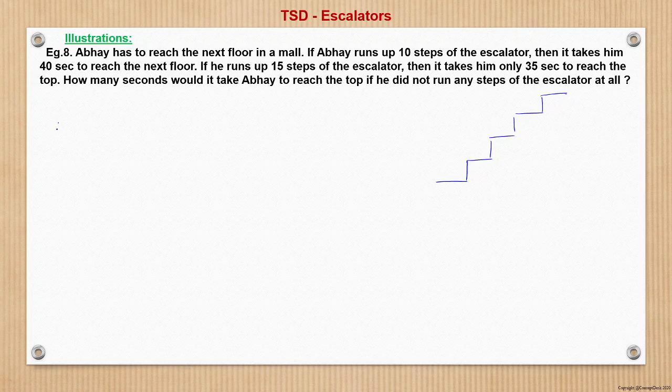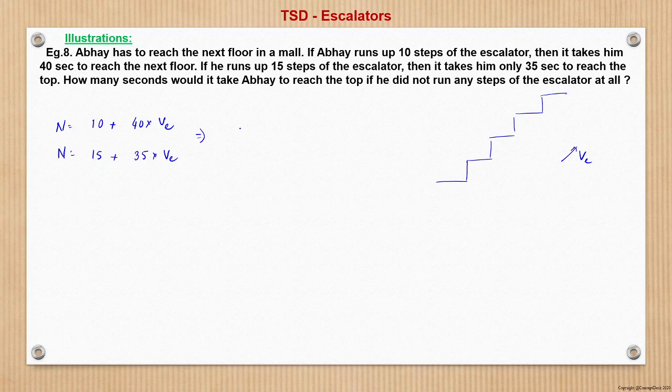The total number of steps, the total distance, remains constant. Of this total distance, in the first case, Abhay has run 10. So the remaining will be covered by what? In the same time, that is 40 seconds, the escalator would also be moving at a speed of VE. And in the second case, where Abhay has run 15 steps, in 35 seconds the escalator would also be covering a certain distance. Combined, the two will be equal to n.